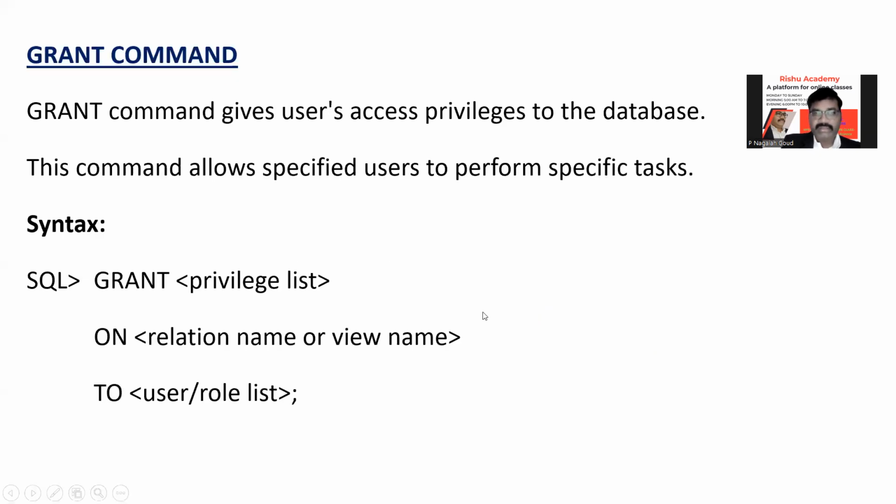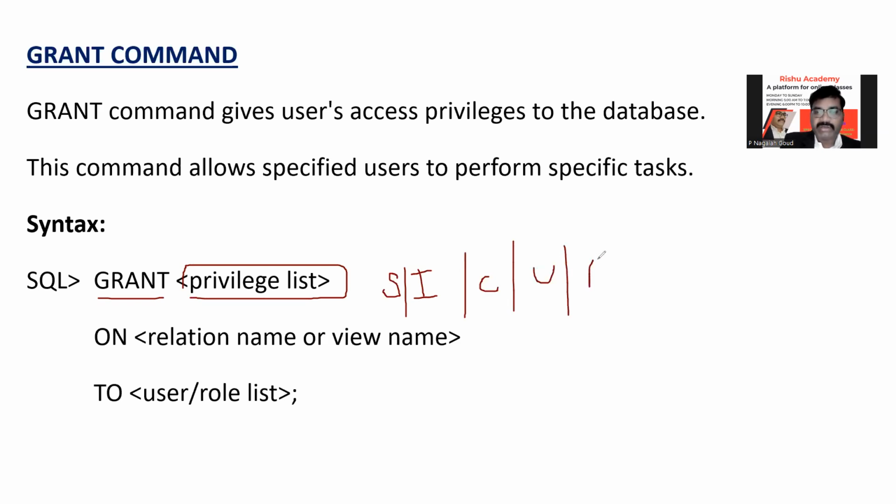The first one, general syntax of grant. Look at this. The grant is the keyword. In the privilege list, you can write select, insert, delete, or create, update, alter, whatever it may be. Or you can simply write all. All means all the privileges.